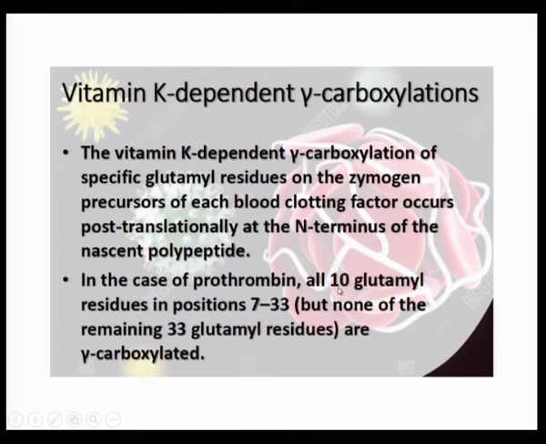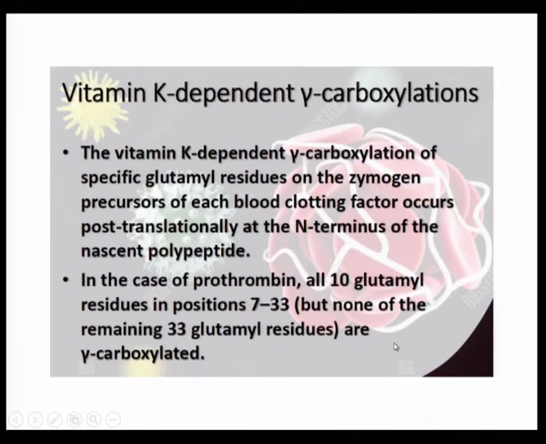So there are several post-translational modifications happening in the protein, in the cytoplasm, to make it more efficient, even functional for that matter. And this is one such type of post-translational modification. You see over there the prothrombin, all 10 glutamyl residues in the position 7 to 33, but none of the remaining 33 glutamyl residues are gamma carboxylated.